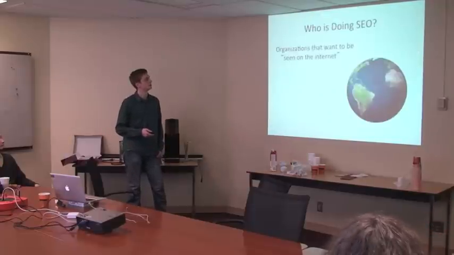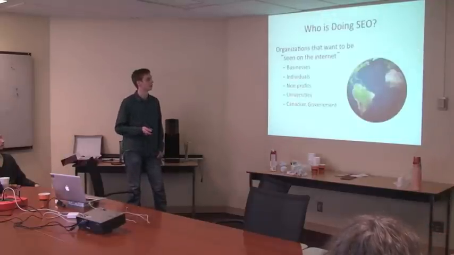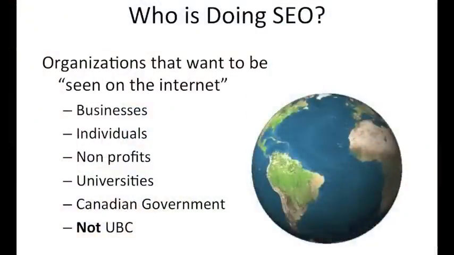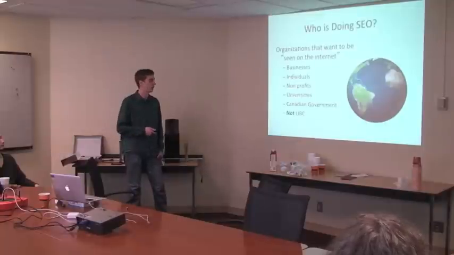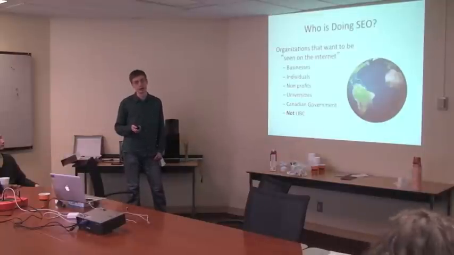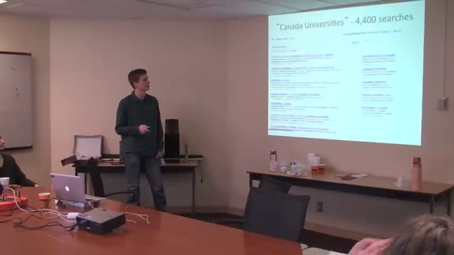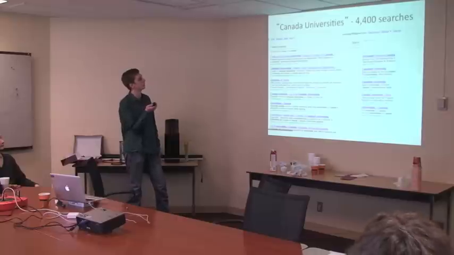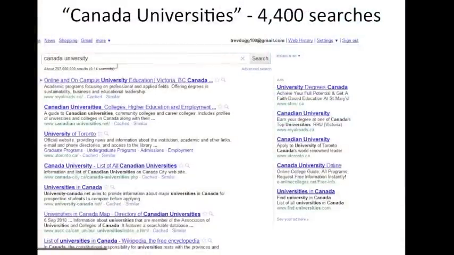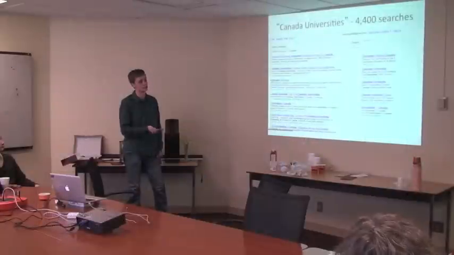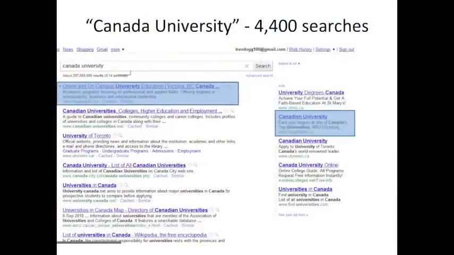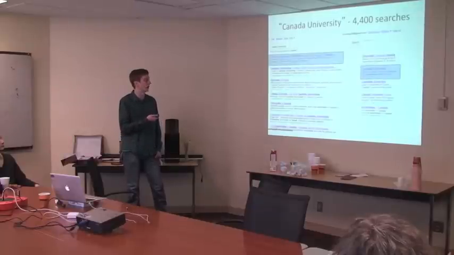So this is who's actually doing it. I actually touched on this a little bit. It's businesses, it's individuals, it's nonprofits, universities, the government, not UBC. UBC's not doing it. The reason I believe this is because UBC isn't anywhere here. Now this is the Canadian universities keyword, which pulls in 4,400 searches per month, worldwide. You'll notice two players on here. Royal Roads is #1, Canada University. So these guys are doing it. U of T is #3.